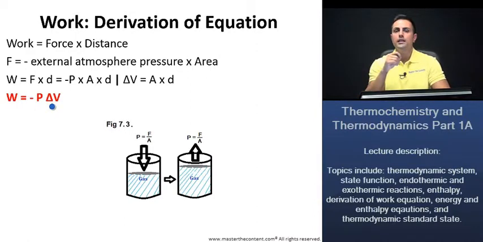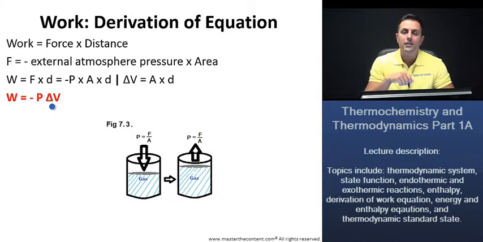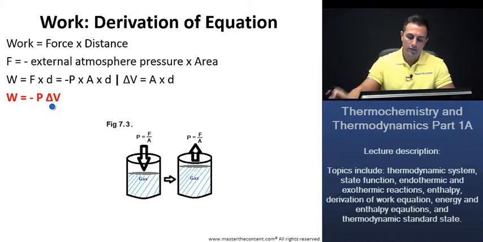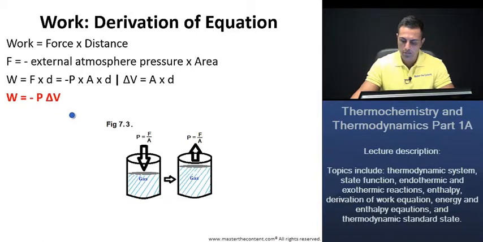Now, intuitively, it should also make sense that work is going to be negative and energy is going to be negative. If we take a look here at figure 7.3 once again, as we see here, the system does work to move the air molecules here. It makes sense then that the system is going to be losing energy. Thus, our work and our energy is going to be negative.